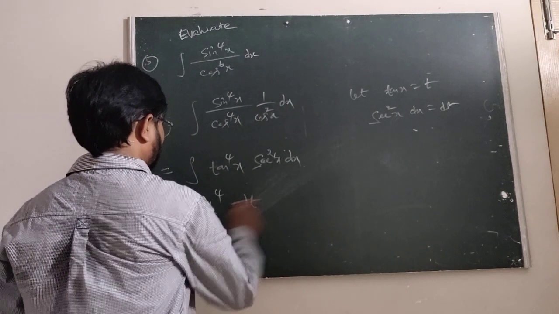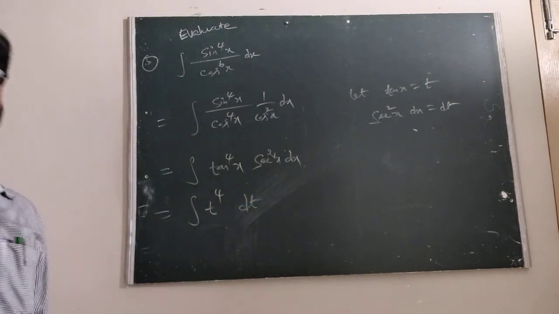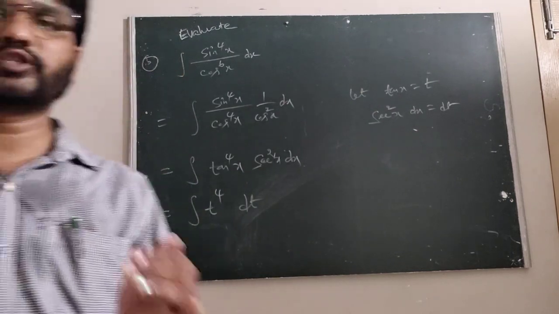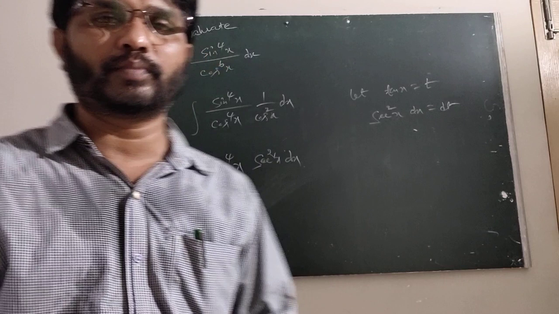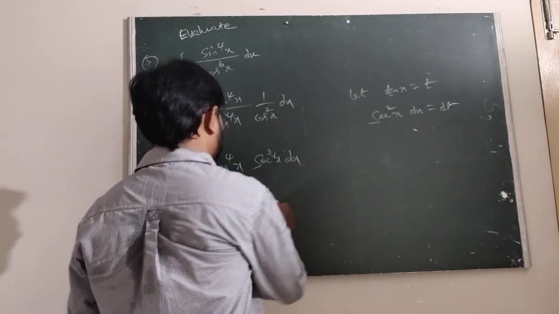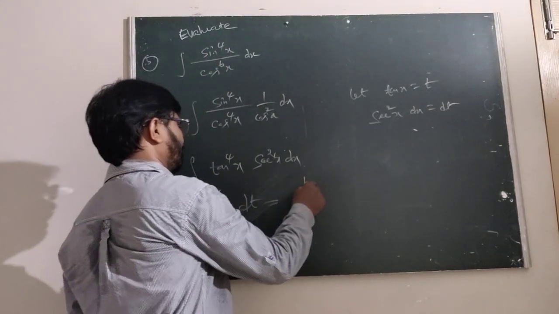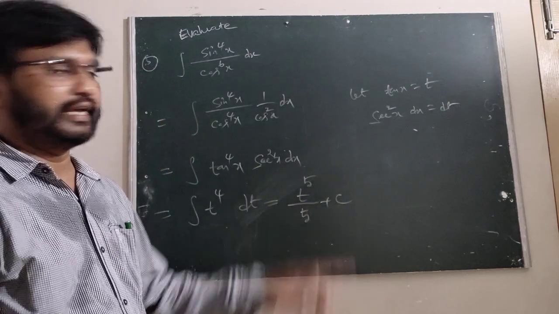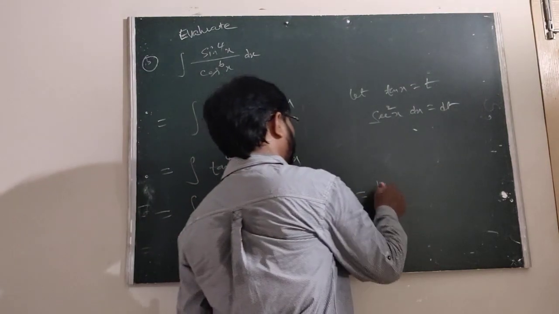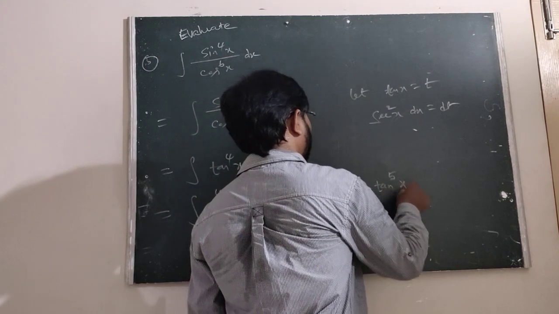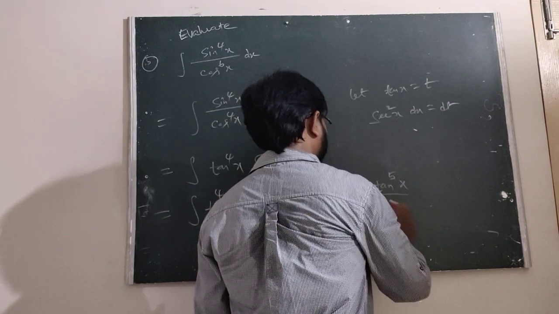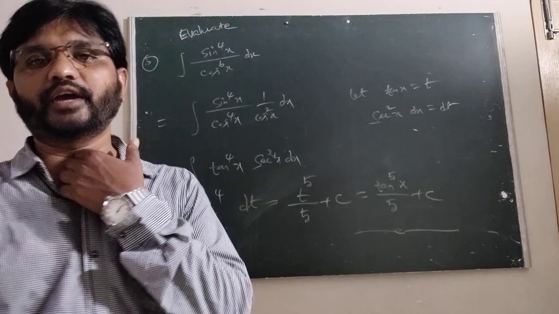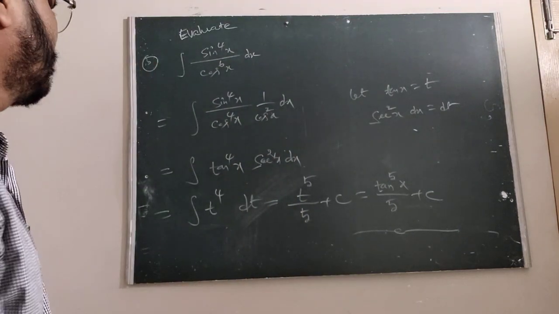Everybody knows the formula: the integral of x power n into dx is x power n plus 1 upon n plus 1 plus c. Therefore now t power 4 plus 1 is t power 5 by 5 plus c. What is t here? Tan x. So tan power 5x by 5 plus c is the answer.